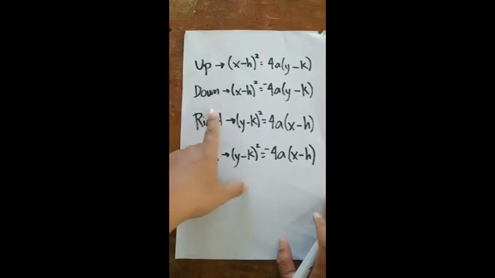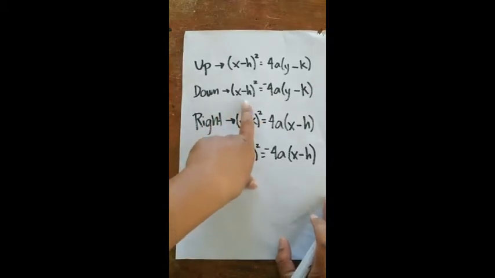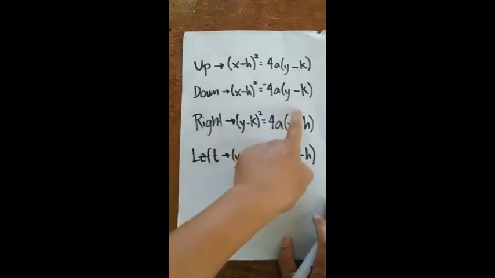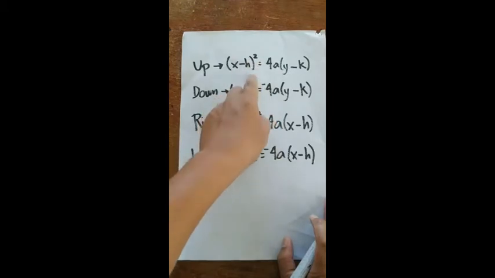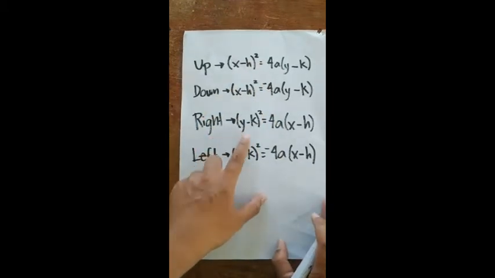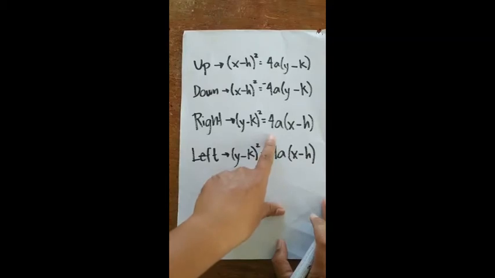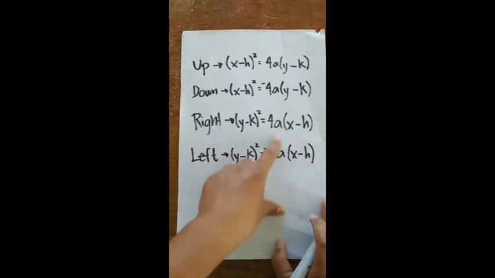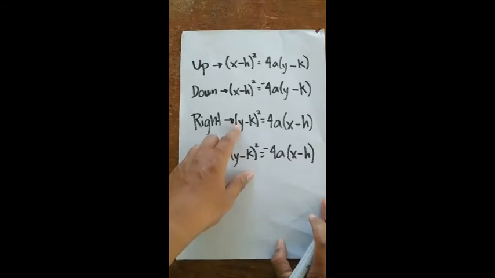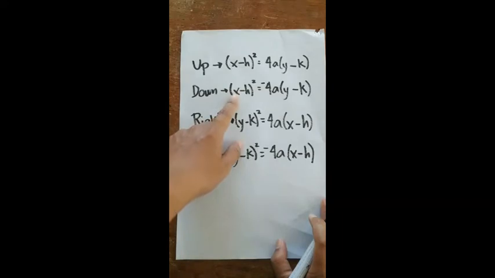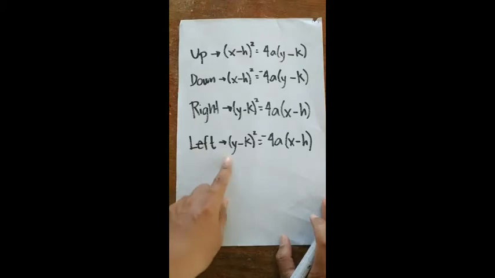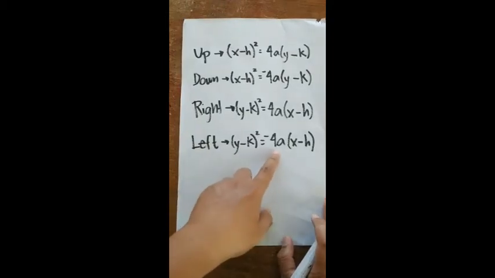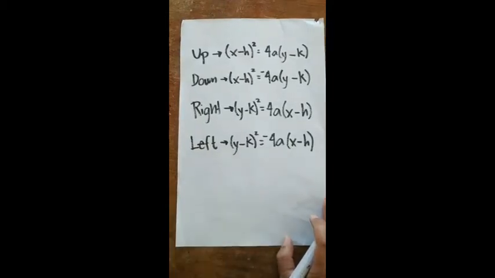When it opens downward, we have the equation (x − h)² = −4a(y − k). The difference is that there is a negative compared to opening upward. Opening right would be (y − k)² = 4a(x − h). This time we have (y − k)² on the left side, compared to up and down, which has (x − h)². Next, opening left is given by (y − k)² = −4a(x − h).